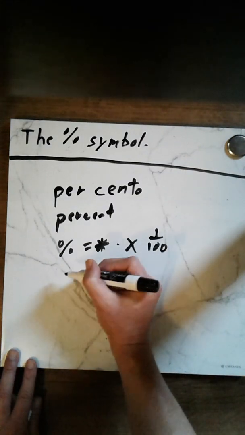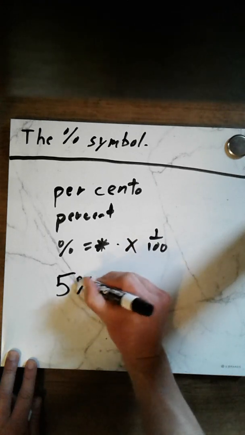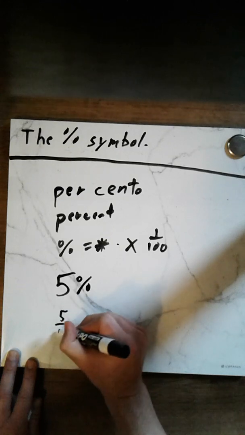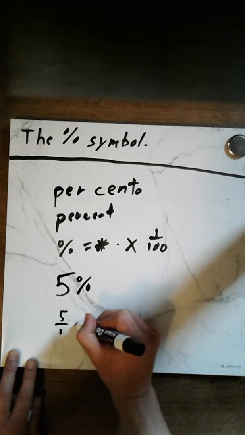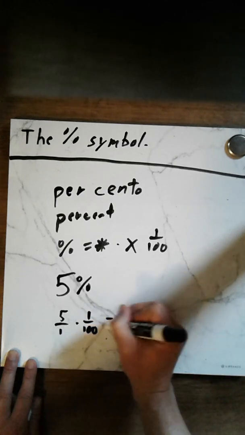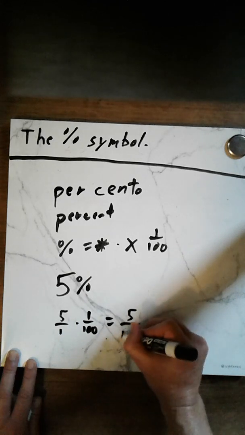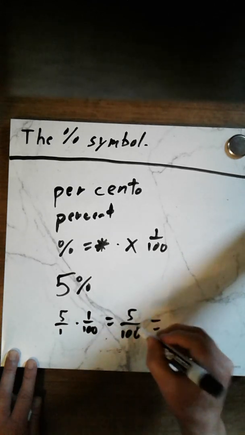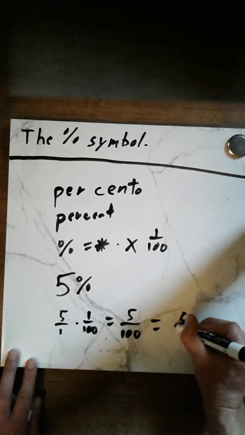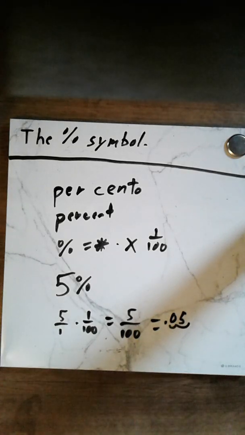So like, let's say that we have written 5%. Literally that means multiply 5 ones, 5 over 1, times 1 over 100. So 1 times 5 is 5, 1 times 100 is 100, and 5 divided by 100, move the decimal 2 places in our base 10 system of math, and you get 0.05.